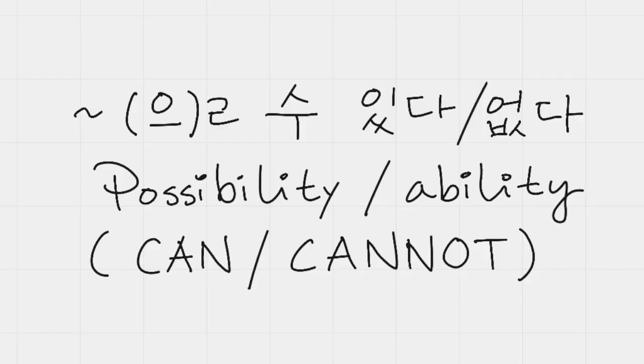Today we are going to do 을 수 있다, 을 수 없다. So 수 있다 means can, 수 없다 means cannot. Okay, so let's go over some examples, and we can use the verb stem to do the conjugation.